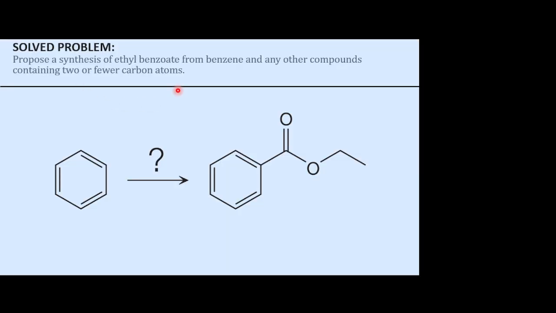Right. So let's propose a synthesis for the ethyl benzoate from the benzene and any other compounds containing 2 or fewer carbon atoms. What sort of group is this, by the way? Ester, right? So that's an ester.